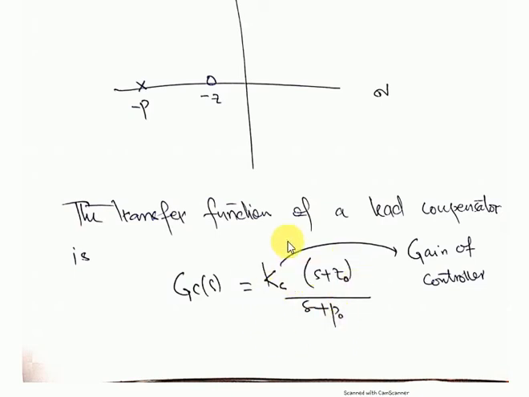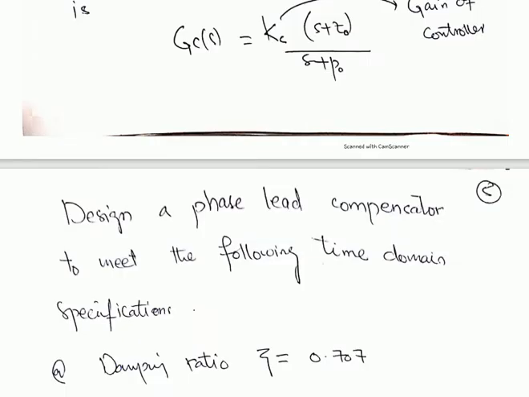So this is actually the compensator, the lead compensator transfer function, or the lead controller's transfer function, that is Kc into (s plus z) over (s plus p). So this is the lead compensator which we need to design. Now let's solve an example.